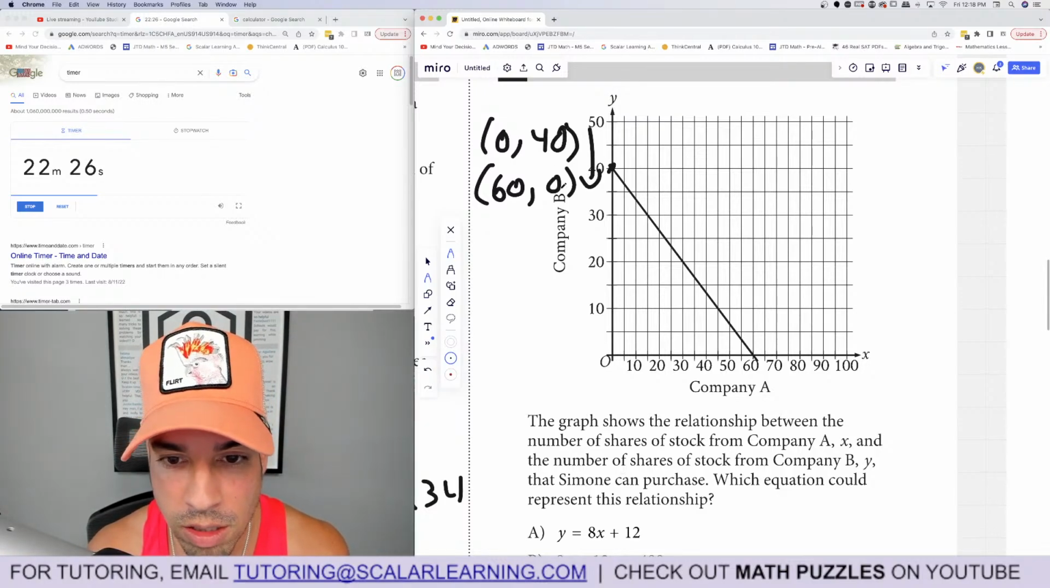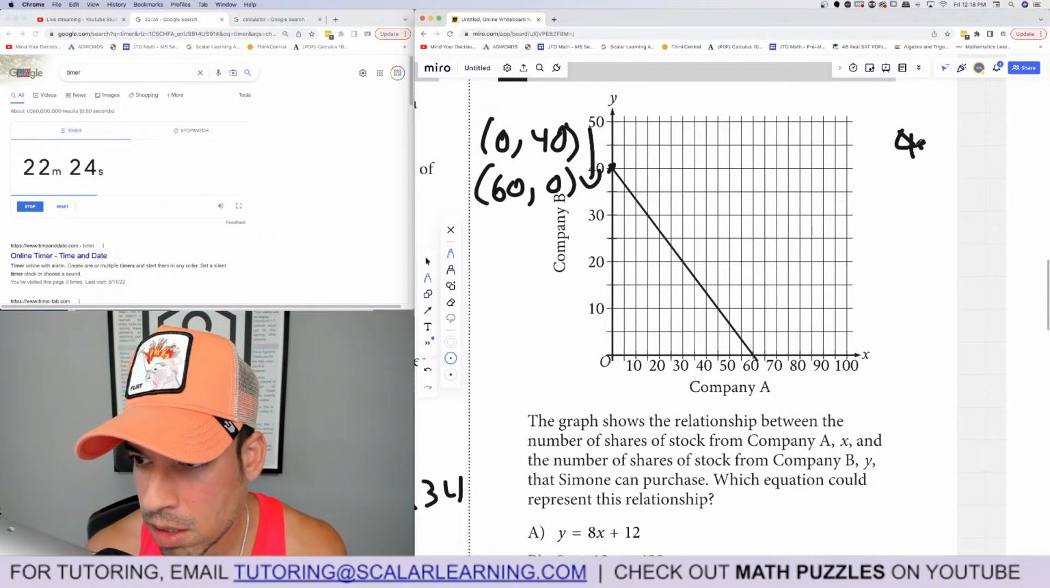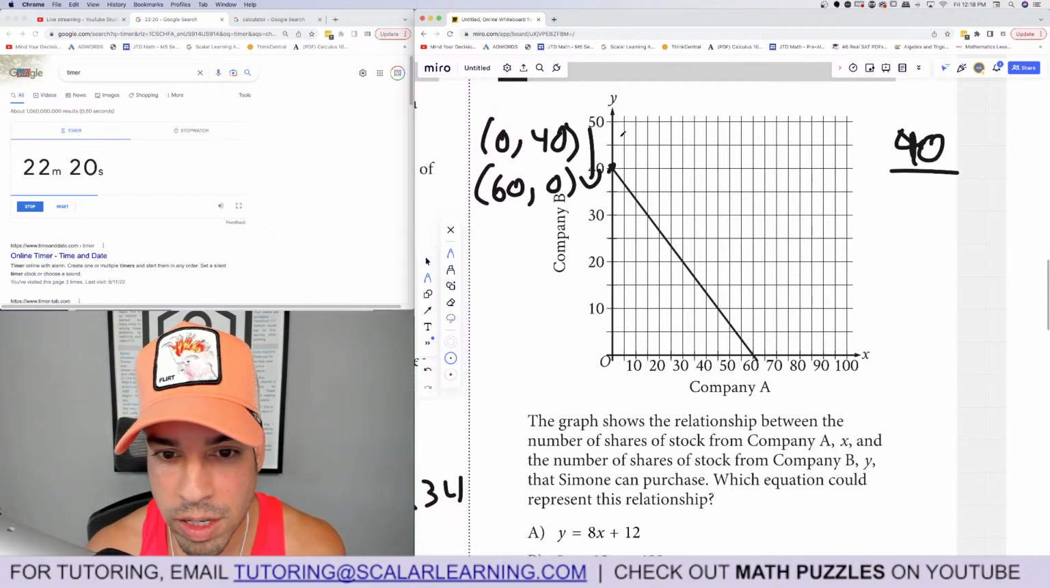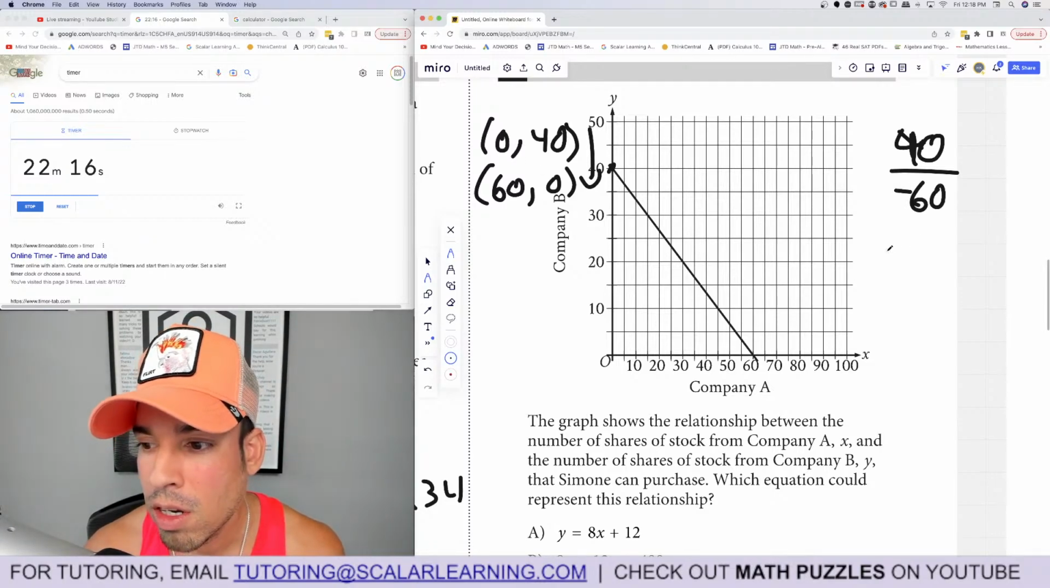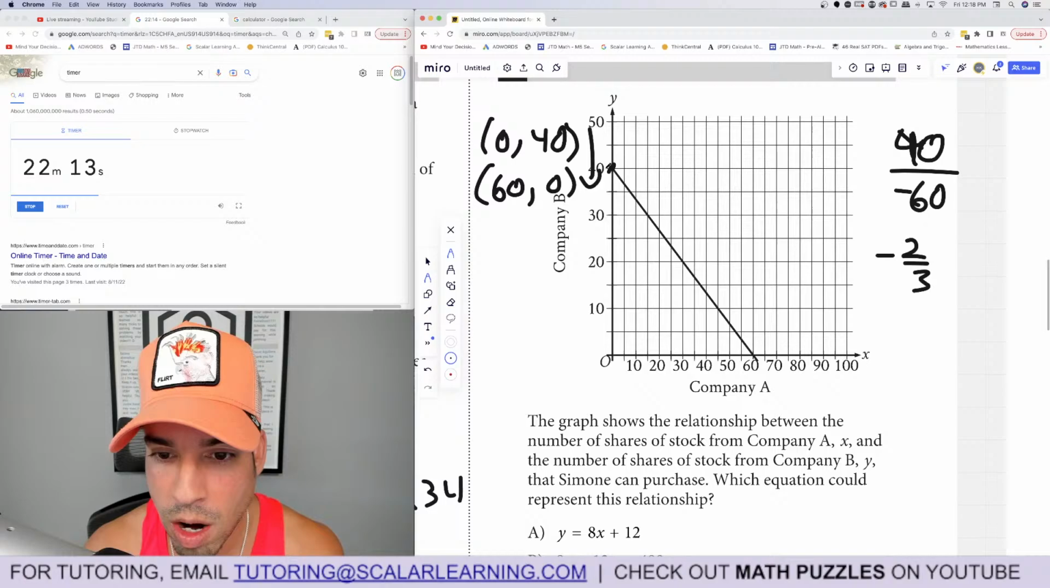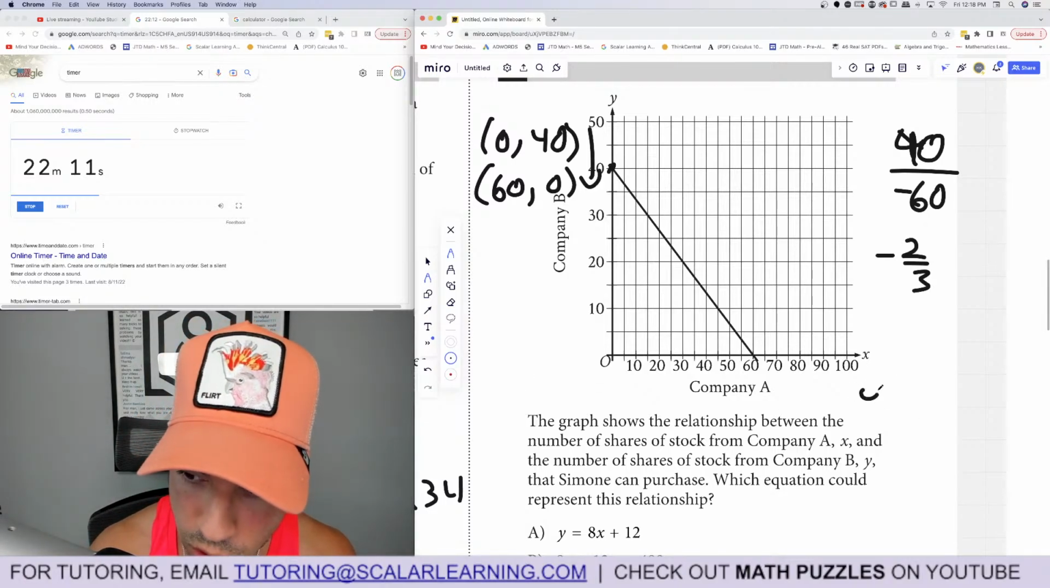So first I'm going to calculate the slope. God, this thing is glitching. My tablet, sorry. So it's 40 minus 0, difference of the y's, over 0 minus 60, difference of the x's. So it's a slope of negative 2/3 and a y-intercept of 40. I can come up with the equation as such.